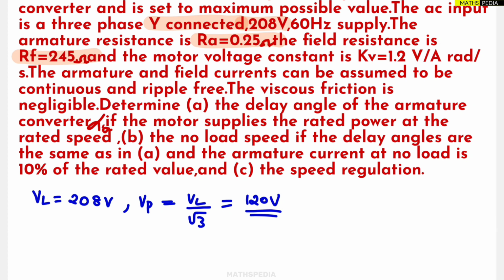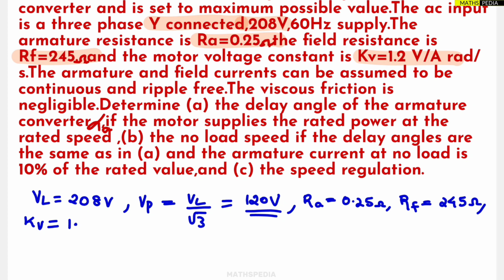Next, the armature resistance Ra is given and the field resistance RF is also given. You have to note these two points, and the motor voltage constant is also given, so you have to write all of these. Ra is 0.25 ohm, RF is 0.245 ohm, and the motor voltage constant is 1.2 volt per ampere radian per second is the unit. Then the armature and field currents can be assumed to be ripple-free. That is fine.